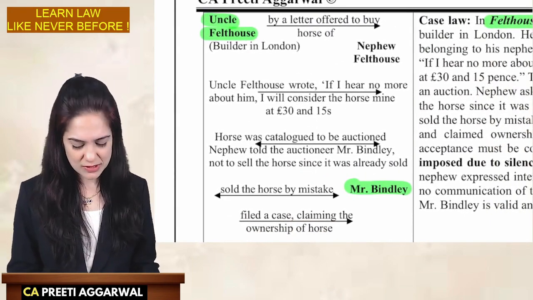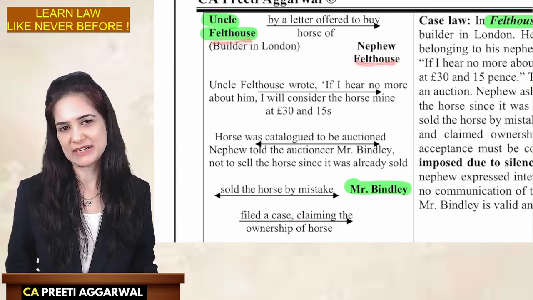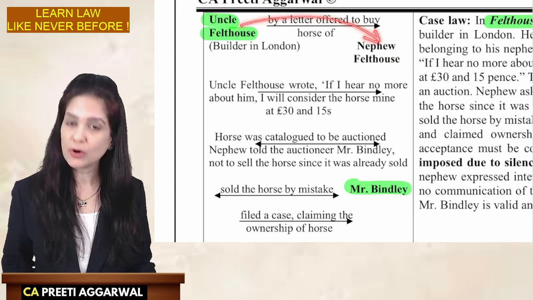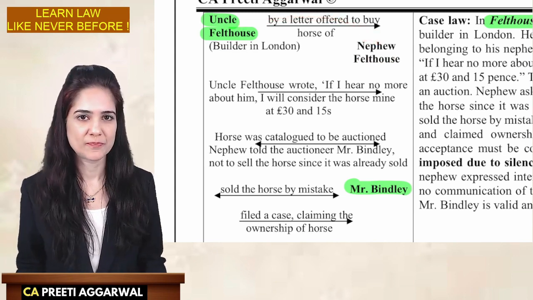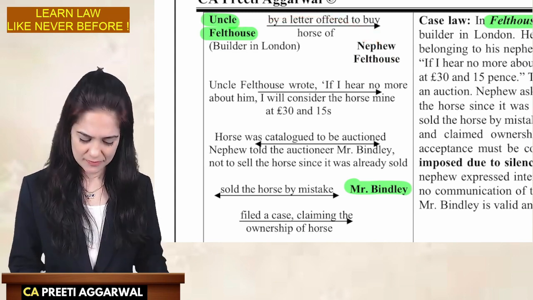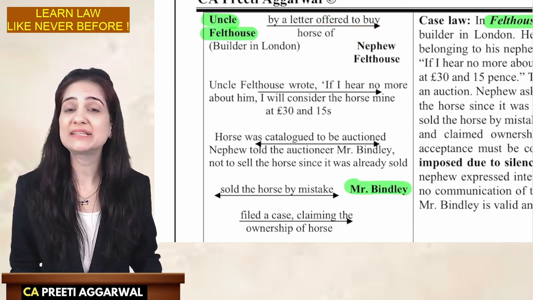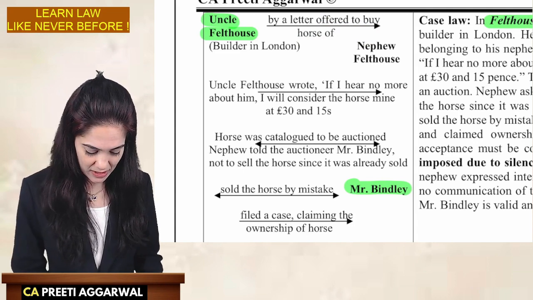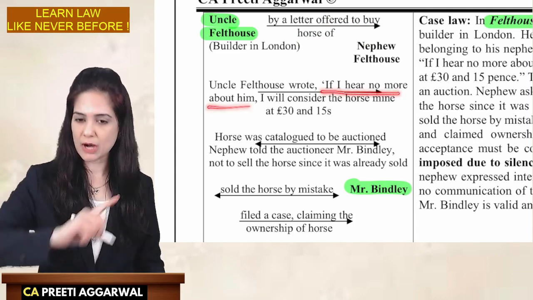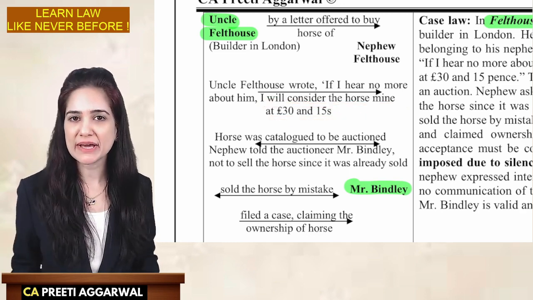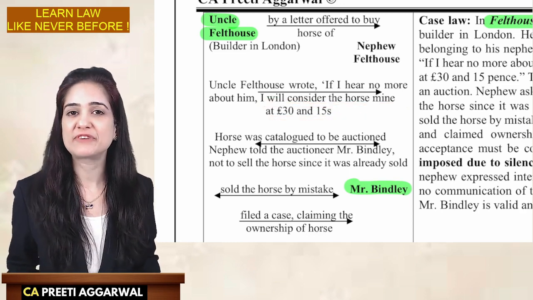Uncle Felthouse and nephew Felthouse. Now, uncle wanted to buy the horse from his nephew. So he wrote a letter offering to buy the horse of the nephew. And let's see what he wrote in the letter. "If I hear no more about him, I will consider the horse mine at 30 pounds and 15 pence."